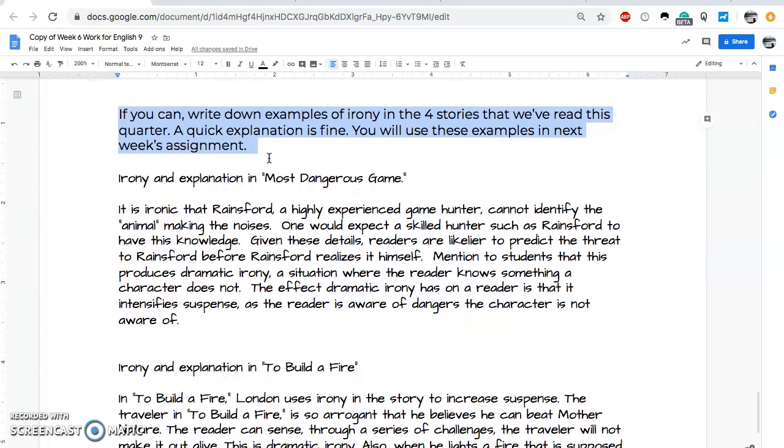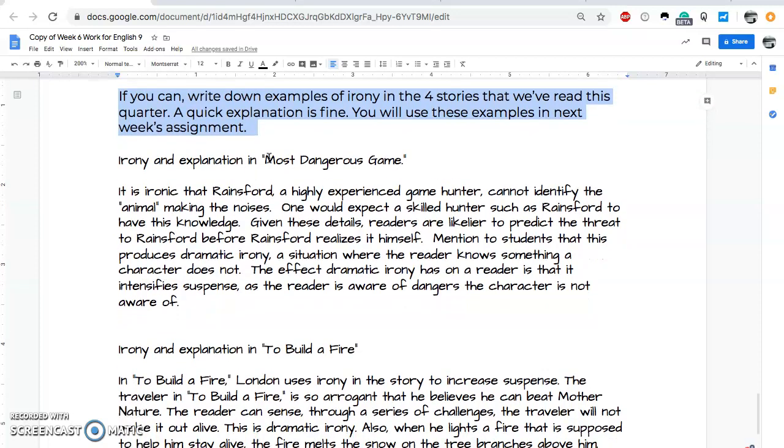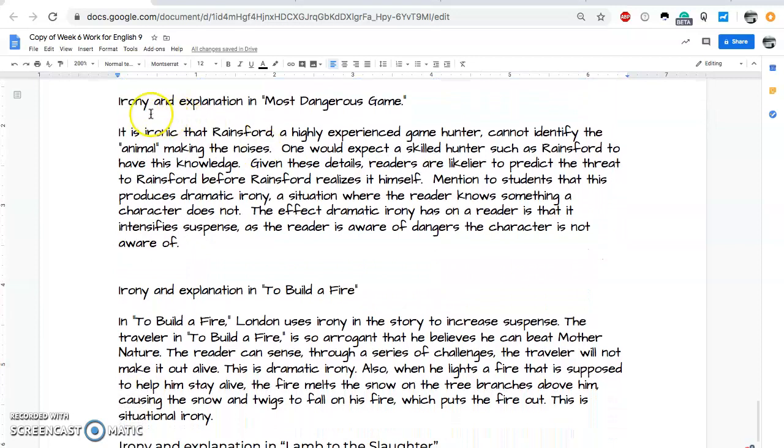And you don't have to quote it, just try to reference it, okay? So looking back at The Most Dangerous Game, that's the one where Rainsford goes to the island, and he finds something he doesn't expect, neither do the readers.